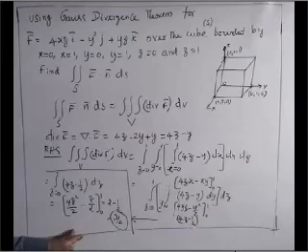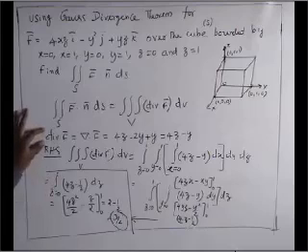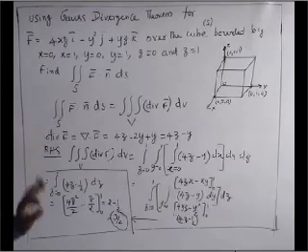So if you work out on your own, it will be very simple. Divergence should be understood. If you are having any doubts, you can raise now.